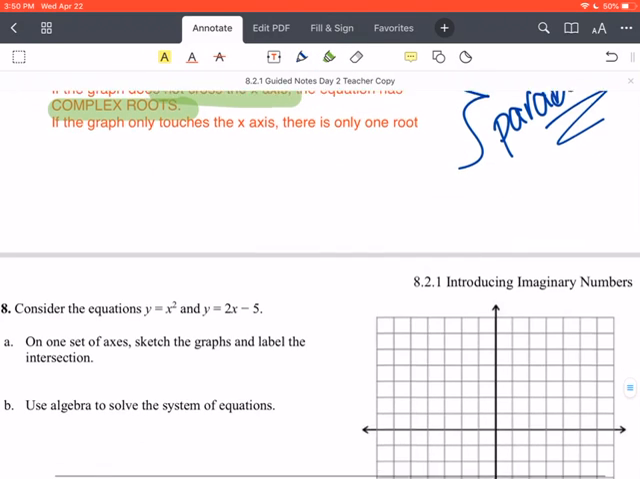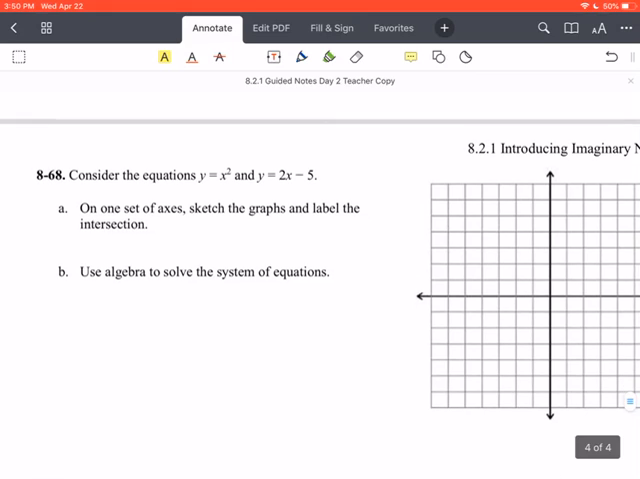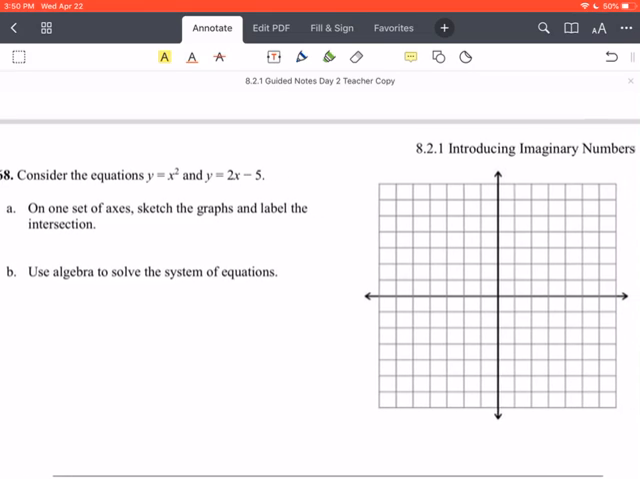Okay. So now what we're going to do is jump into this idea still of finding problems that we used to think we couldn't solve, but now that we do have imaginary numbers, we can assign a solution. So on this set of axes, what we're going to do is sketch the graphs x squared.